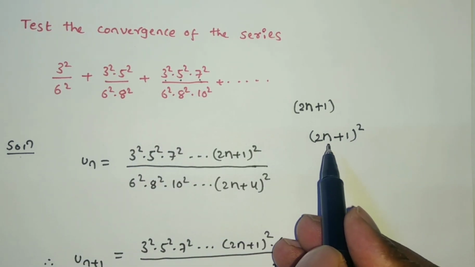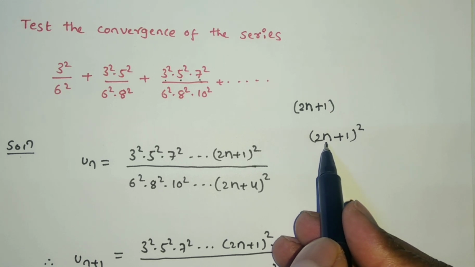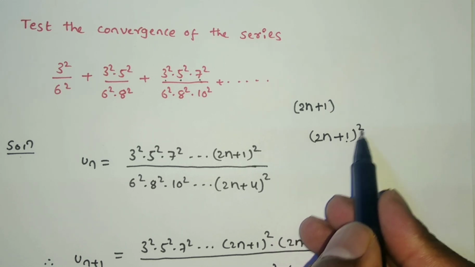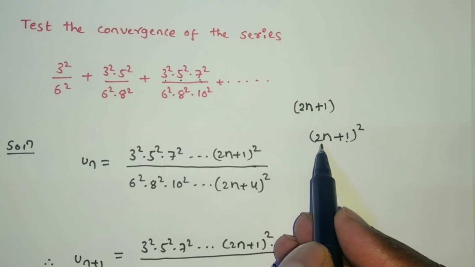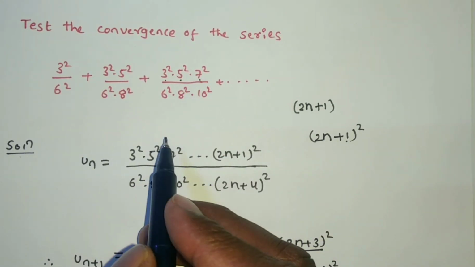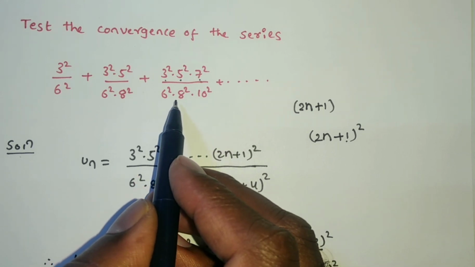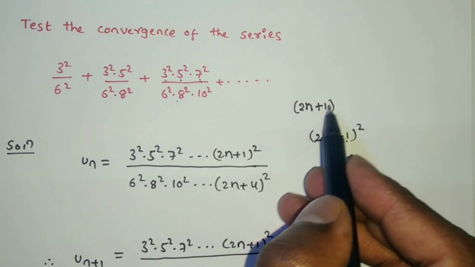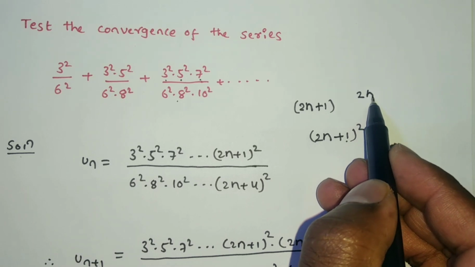Put n is equal to 2: 2 squared, 2 into 2 means 4, plus 1, 5 squared. Next 3: 6 plus 1 whole squared means 7 squared. Now I want the denominator. 6, 8, 10. 6, 8, 10 means the common difference is what? 2. So write down 2n.